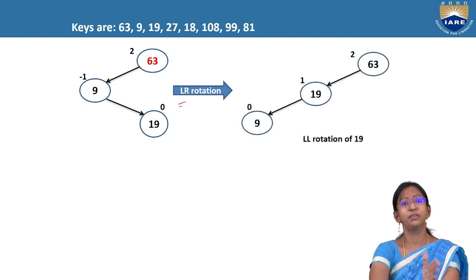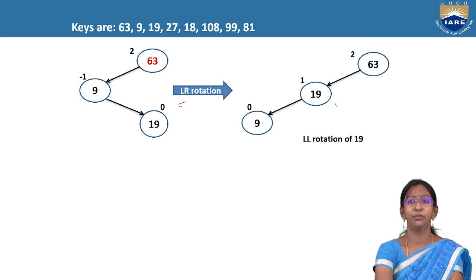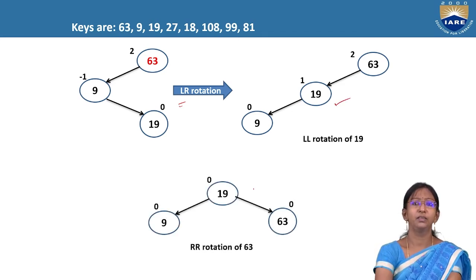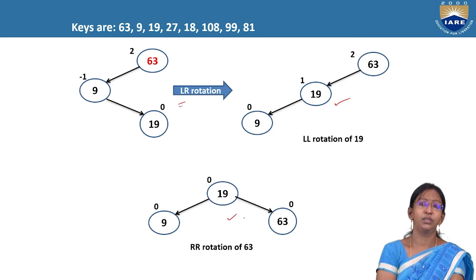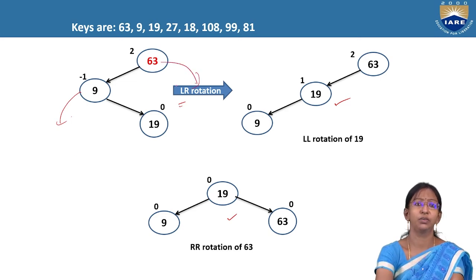Okay. So left right rotation. In left right, first left rotation, then right rotation. This is the diagram of the intermediate result. You have to show that also. This is the result after right rotation. LR rotation is a set of two rotations, left and right. What are you going to move? Left, which is the element 9, then a right of 63. That you have to mention.